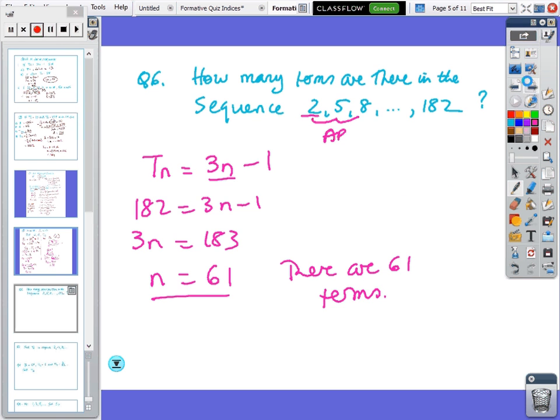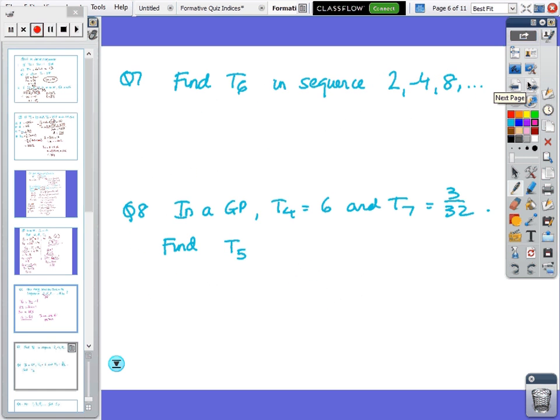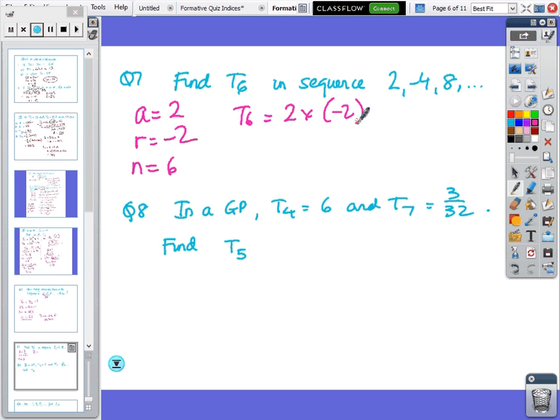Okay, come across. Find T6. We've got some GPs. Pause, and when you're ready, come back live. So a equals 2, r equals minus 2, n equals 6. T6 equals a times r to the n minus 1. So that's 2 times minus 32, so that's minus 64.